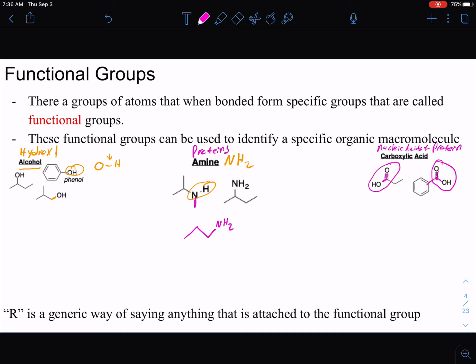Now you'll see a lot of times this R down here. You'll see this R attached to groups, and anytime you see R, it's just generic. So for example, if I would take this structure right here, and I didn't want to include all that benzene looking ring, I could have just done ROH. This R just means something generic. It's something with carbon bonded to that oxygen there.